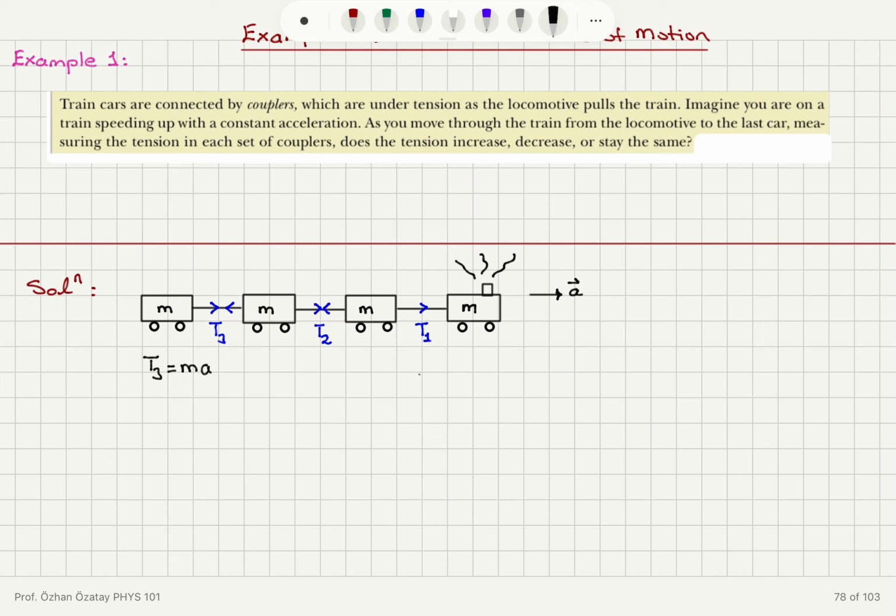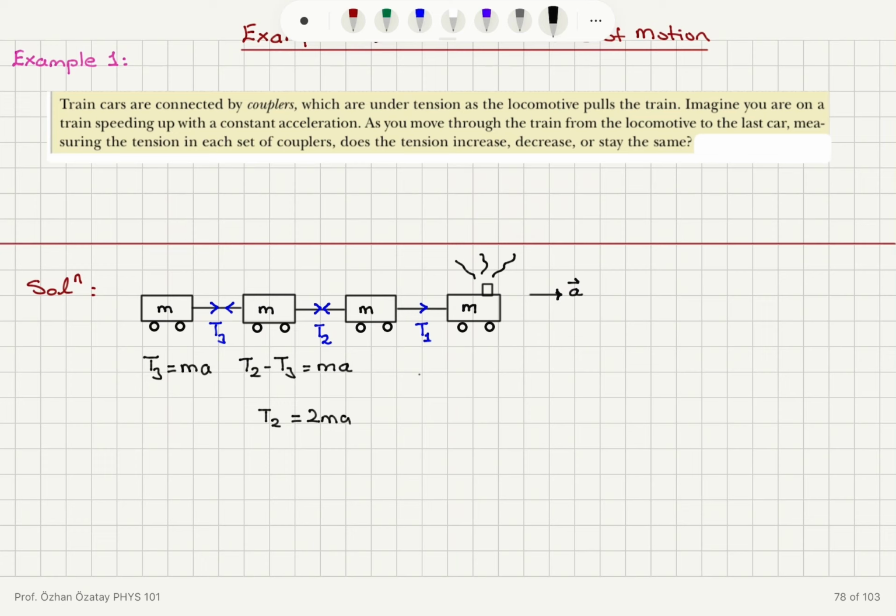When I go to the next one, now I see that it is under the influence of tension T3 and tension T2. So the net force acting to the right is T2 minus T3, which is equal to mass times acceleration, because they're moving with the common acceleration. Now I already know that T3 was equal to ma, therefore T2 must be equal to 2ma.